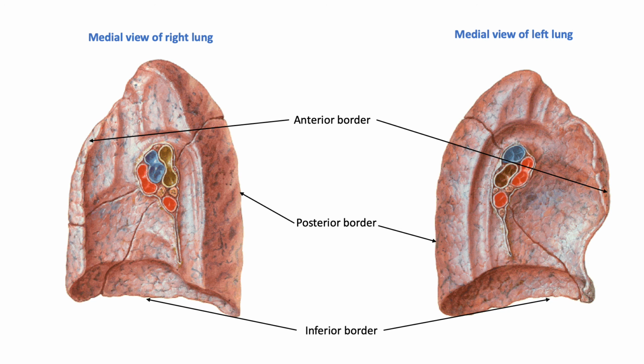The root of the lung is enclosed by the pleural sleeve on the mediastinal surface of the lung. It connects the lung to the heart and the trachea and contains the hilum where vessels, nerves, and the main bronchus enter and leave the lung.